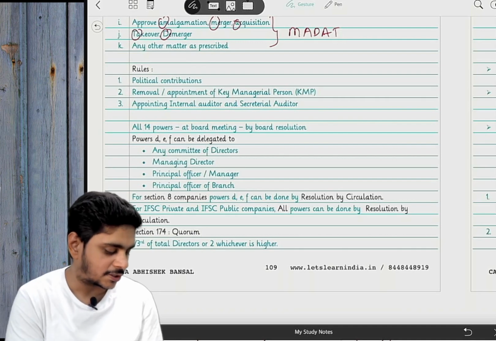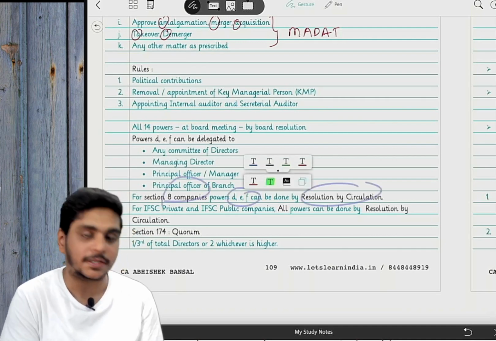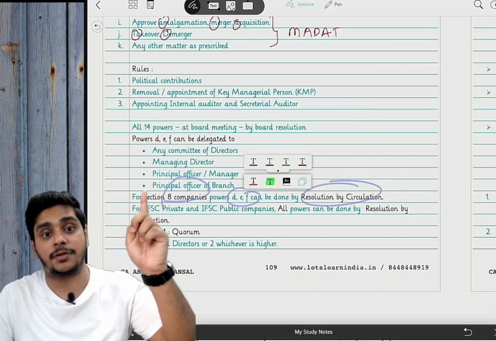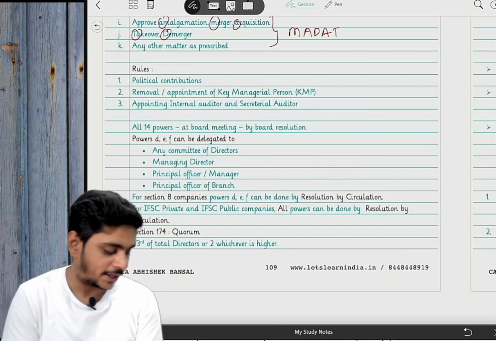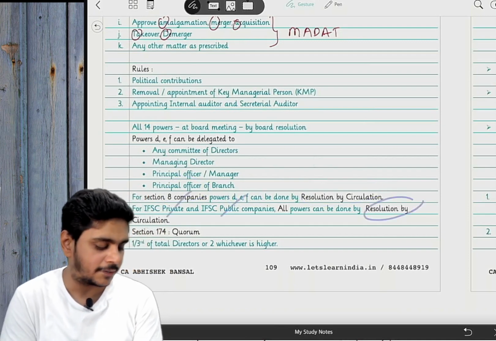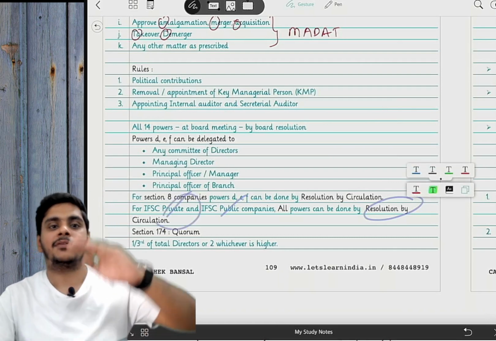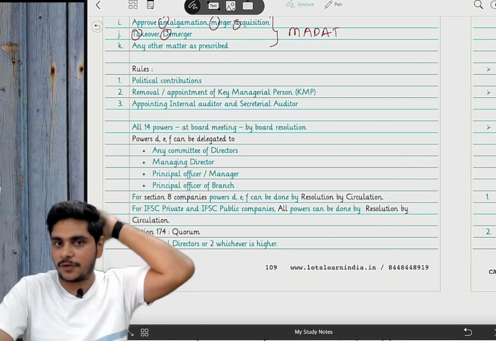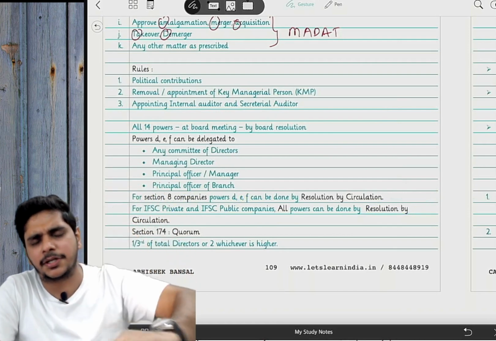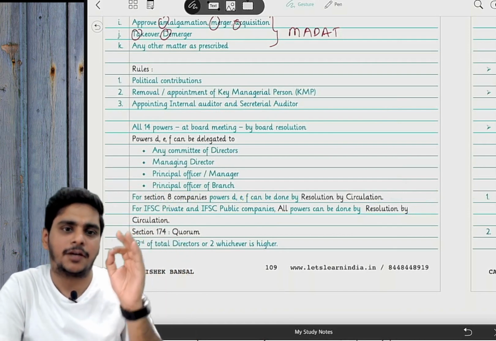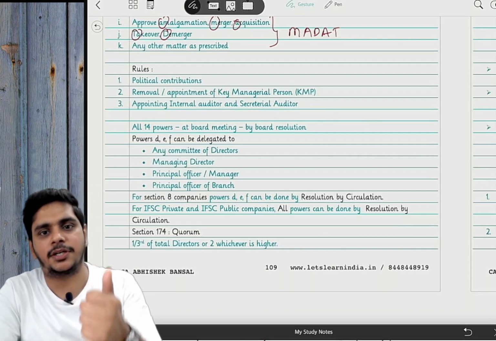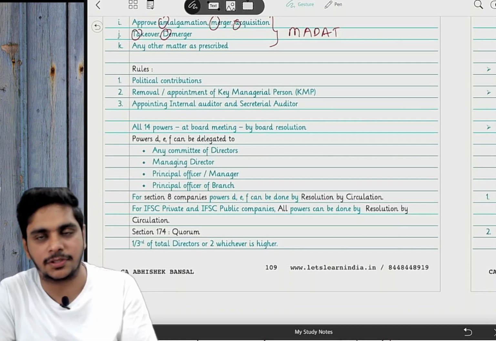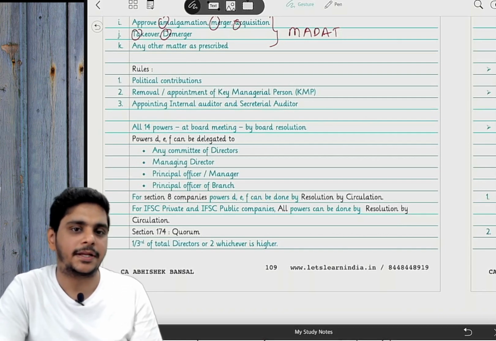Then for Section 8 companies, DEF can also be done by circulation. For IFSC private and public companies, all powers can be done by circulation. Generally, I have taught you that we have to do all these powers mandatorily via board meeting, via board resolution, by the board of directors. But 2 exceptions are there: Section 8 companies, where you can do DEF via circulation, and IFSC public and IFSC private companies.